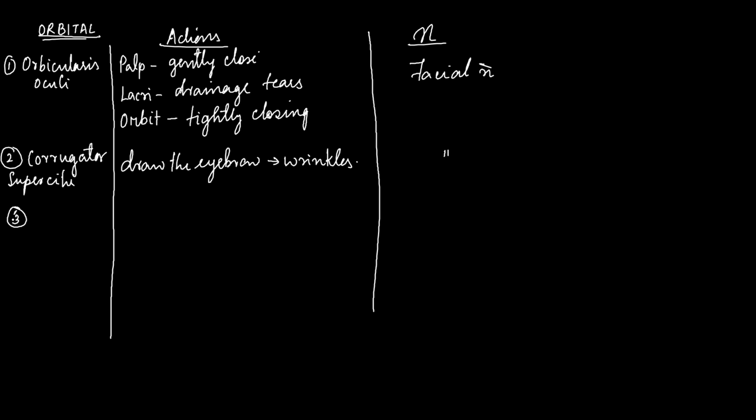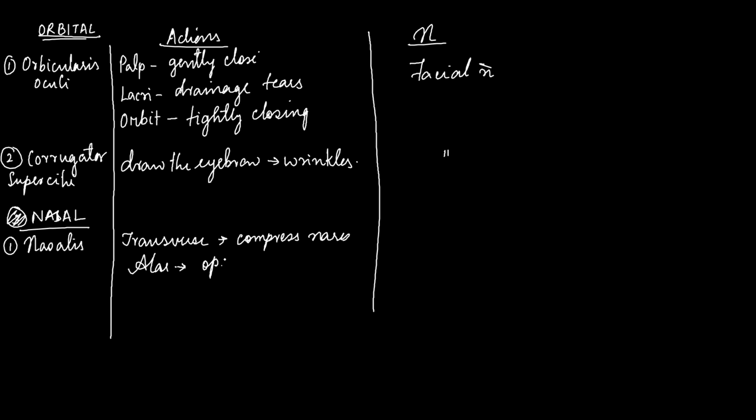Okay. Next one we're talking about is the nasal part. In the nasal part, the first muscle is nasalis. This nasalis is the largest nasal muscle. Remember, largest nasal muscle. There are two parts of nasalis actually. One is the transverse part and one is the alar part. I'll write over here. Transverse and alar. They have exactly two opposite functions. The transverse part helps in compressing the nares, whereas the alar part helps in opening the nares. Which nerve? Again the facial nerve.